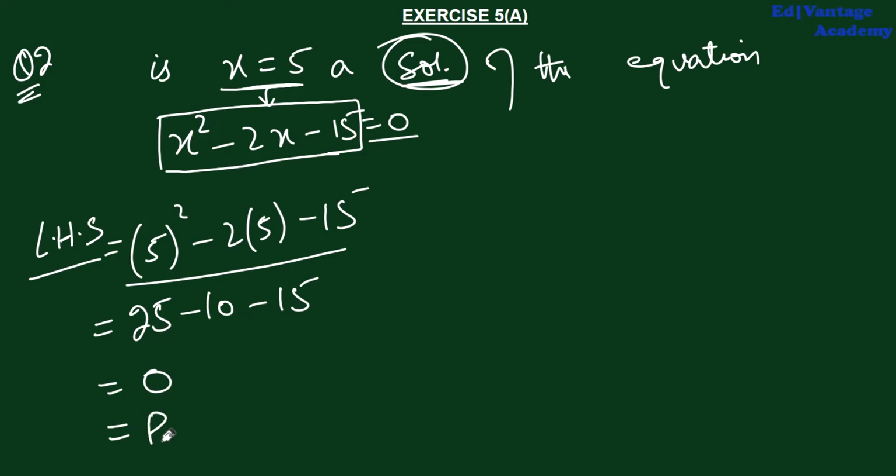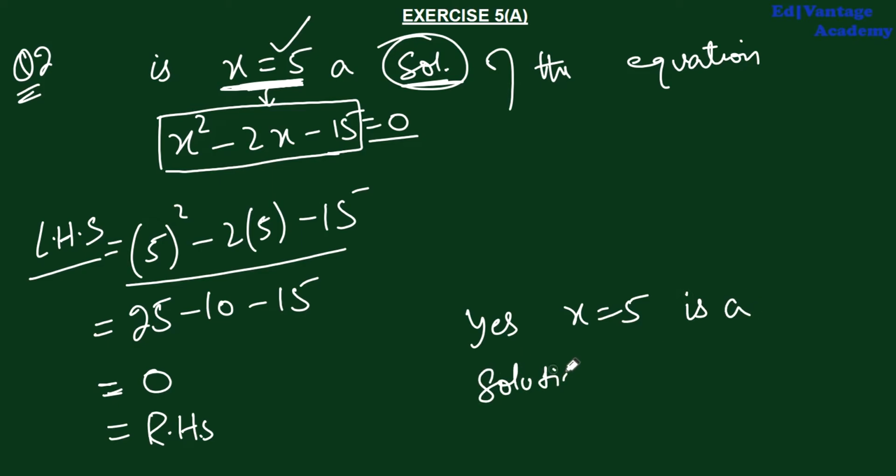So did you get LHS equal to RHS? You can see RHS is 0. So we got the value of LHS equal to RHS on substituting this value of x. So yes, x is equal to 5 is a solution of the given quadratic equation. One more example we'll see on that.